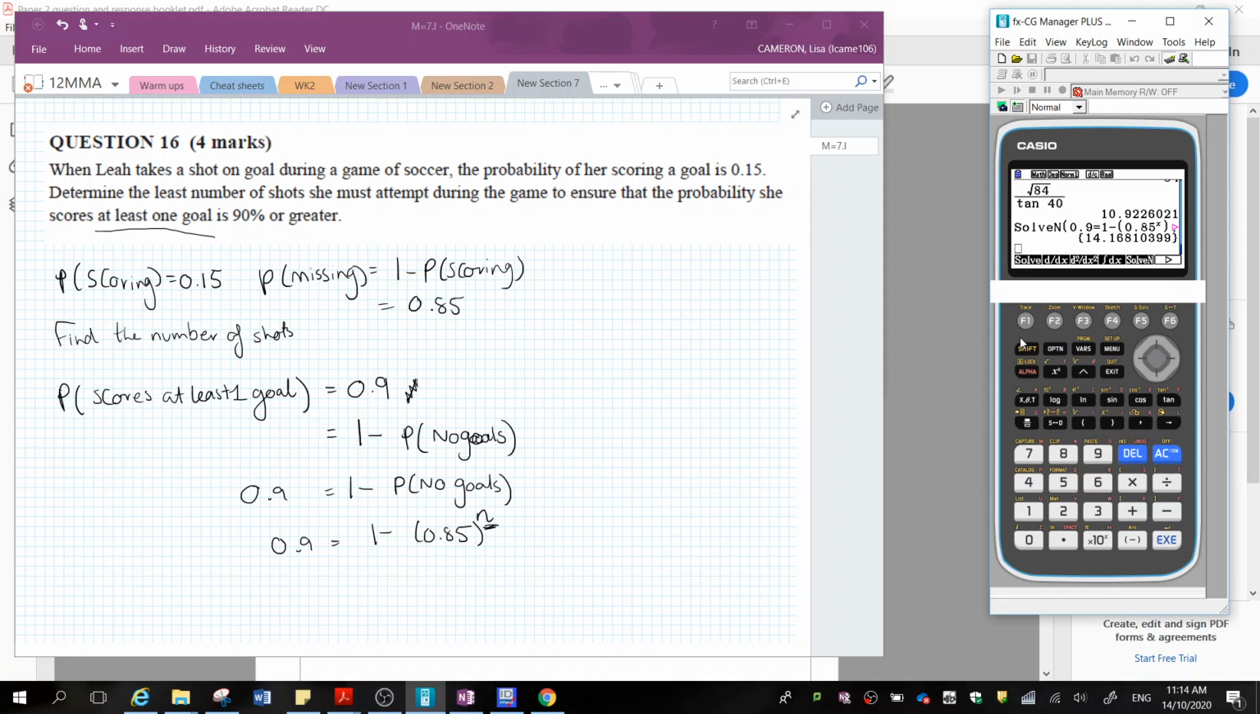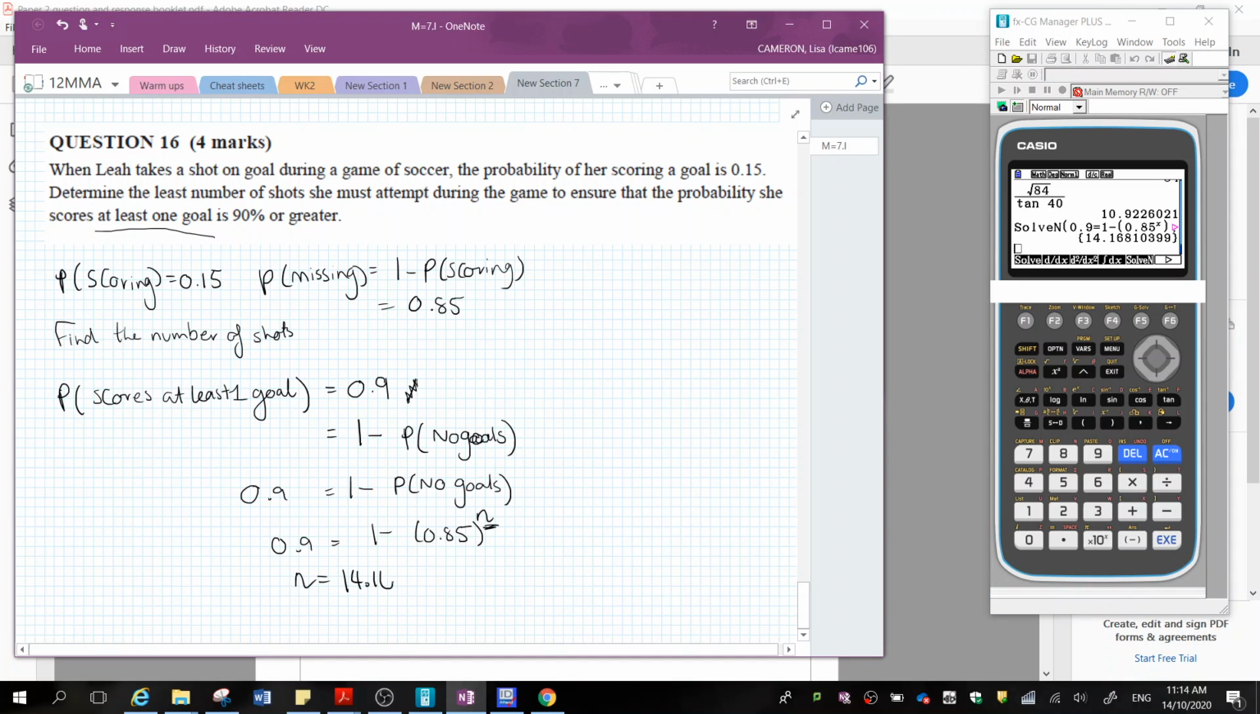Okay, so that tells us that n is equal to 14.168. So therefore, we must play 15 games. If she only plays 14, then because of this little rounding at the end here, that means that it's not guaranteed. But if she's playing the 15 games, then she is going to get into that 90% range.